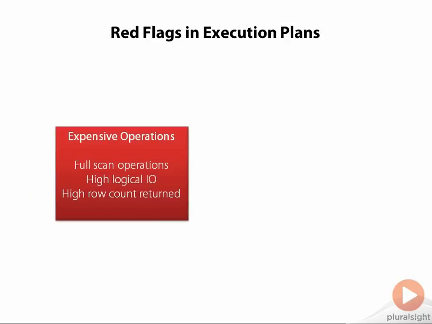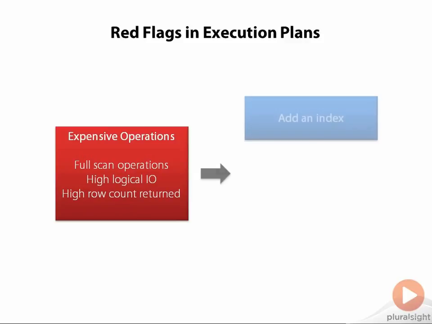Anytime Oracle has to do a full scan operation, whether against a table or an index, you should be suspicious. You also want to look for operations that have a high number of logical IOs occurring, or operations that return a large number of rows, especially if on a subsequent step many of these rows end up getting filtered out or otherwise thrown away. What can you do in these situations?